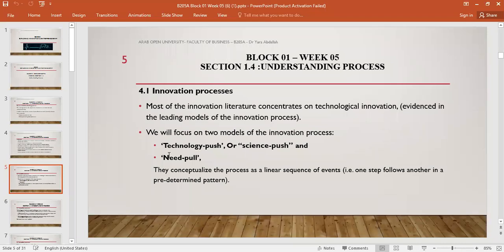But there is another model that emerged, which is the need pull. What do you mean by need pull? Here, I'm going to detect, as a company, the need in the market for this product. And after I find that there is a need, I'm going to develop the new technology or the new innovative product. Then I'm going to introduce it to the market.